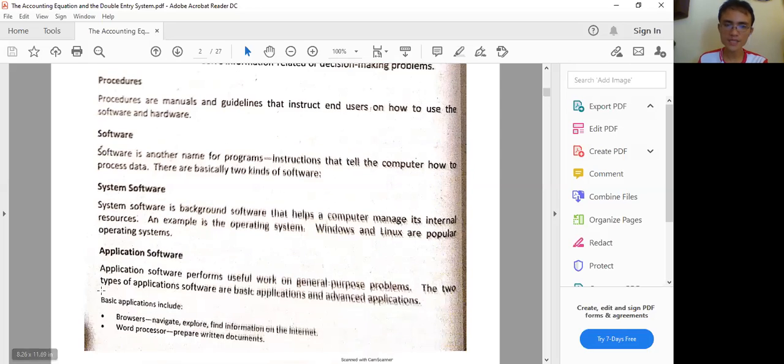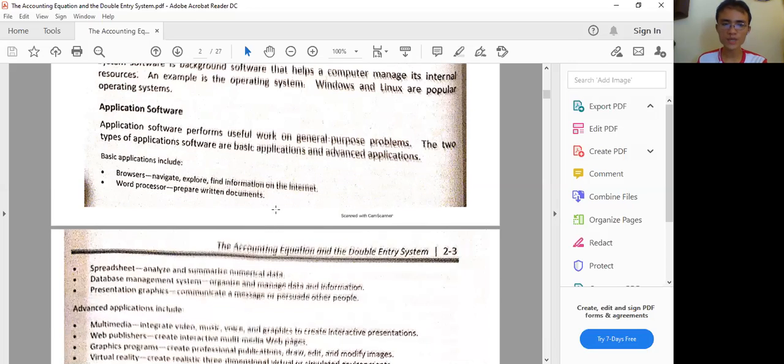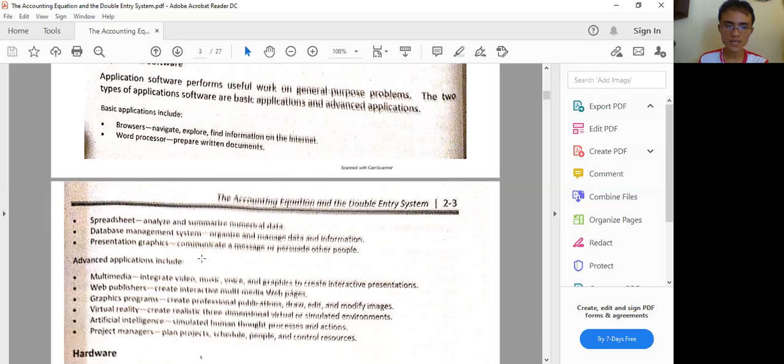There are two types: the system, which is the operating system in which all other software cannot function without such. So we have Windows and Linux, which are examples of popular operating systems. Then application software would be the software that is there for general purpose problems. So we have the basic applications and the advanced.